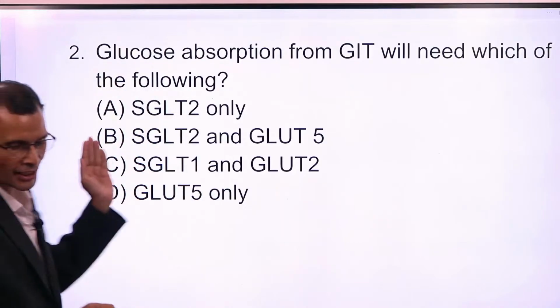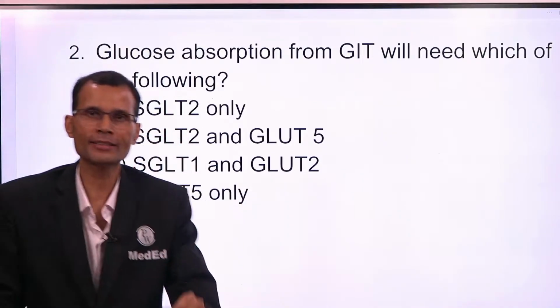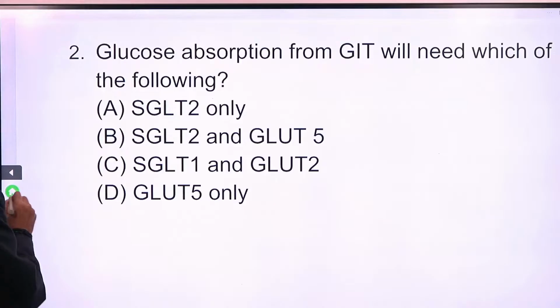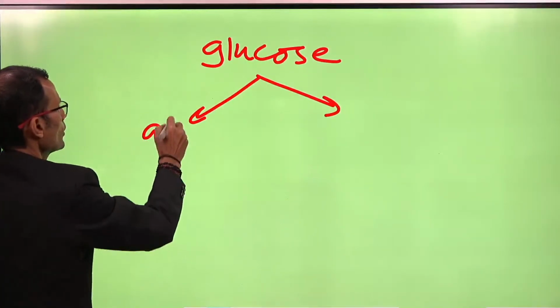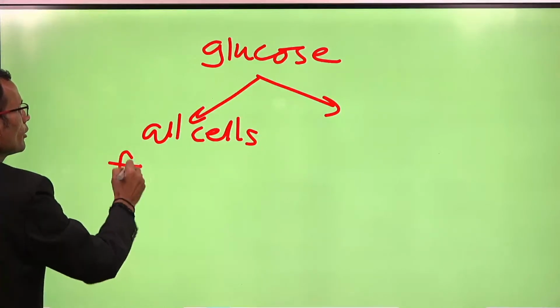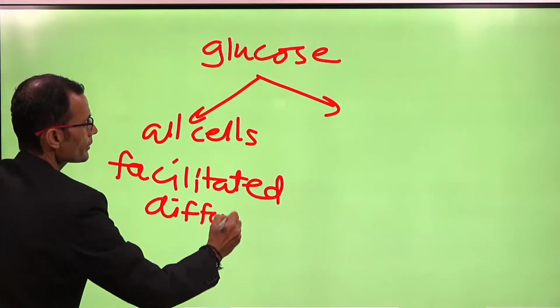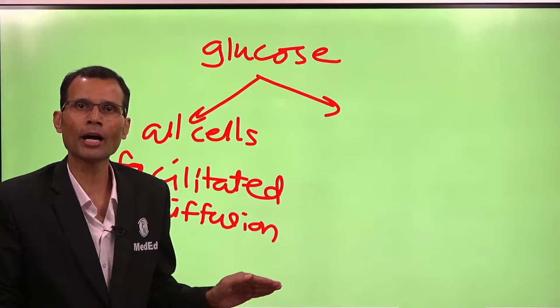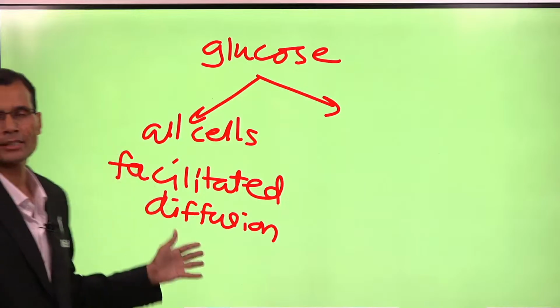Okay, the answer is SGLT1 and GLUT2. Why is that? Let me give a quick synopsis of glucose transport. Okay, here is a quick synopsis of glucose transport. Glucose transport in all cells occurs by facilitated diffusion. Facilitated diffusion means glucose will travel from high to low concentration, but no energy is required, only a carrier is required. So that's the first point. In all cells, this is the case.